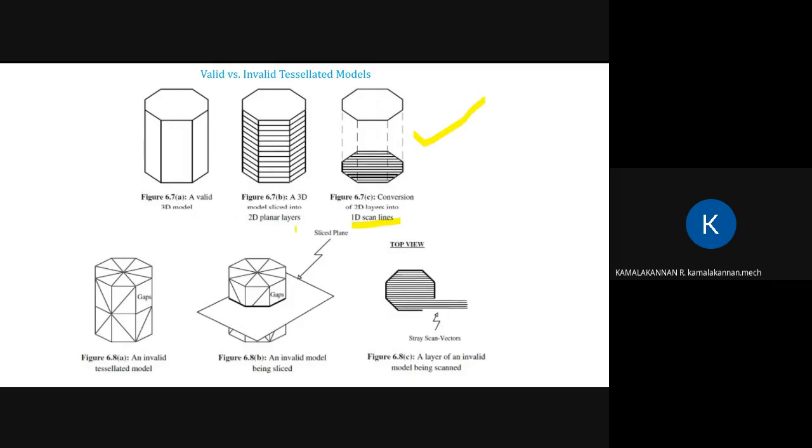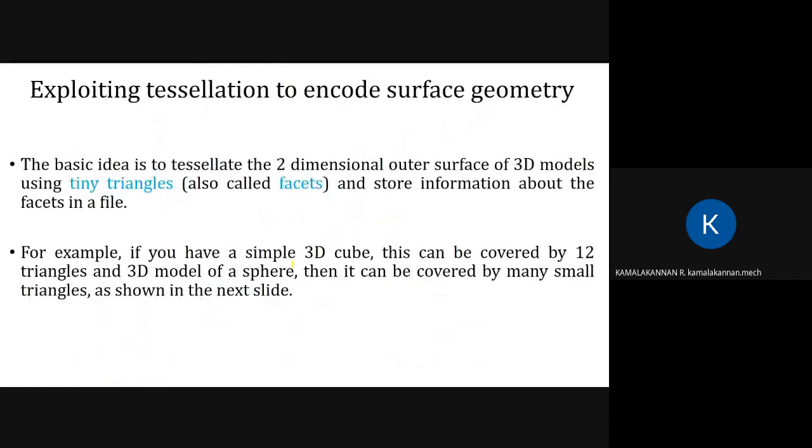The second one is an invalid tessellated model. Here they have left some gap while tessellating, and it is sliced in an uneven manner. It starts from the middle of the shape, so it is wrong. In the third one, the 1D scan has even scanned the outer area. It went out, so it is invalid. So this is the right path, and these are some of the places where errors can be made, which should be avoided. Exploiting tessellation to encode surface geometry.